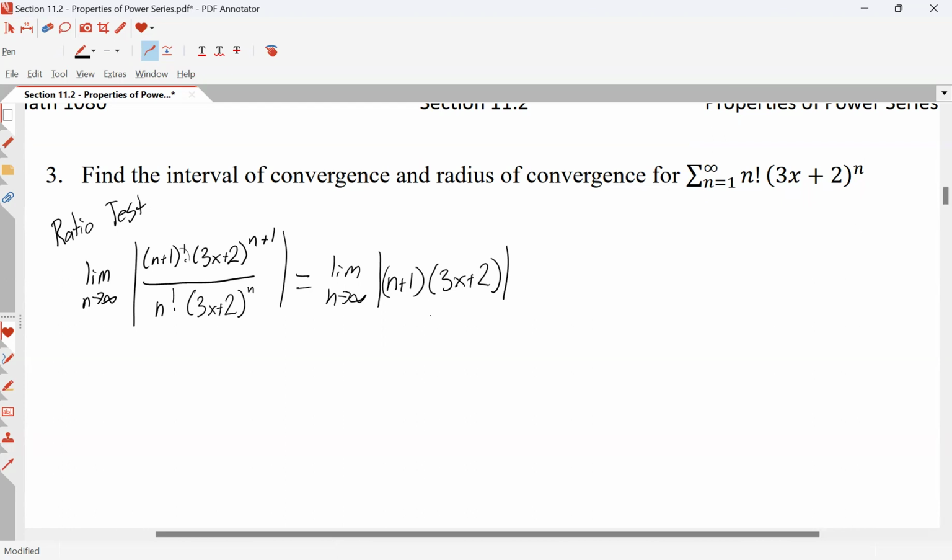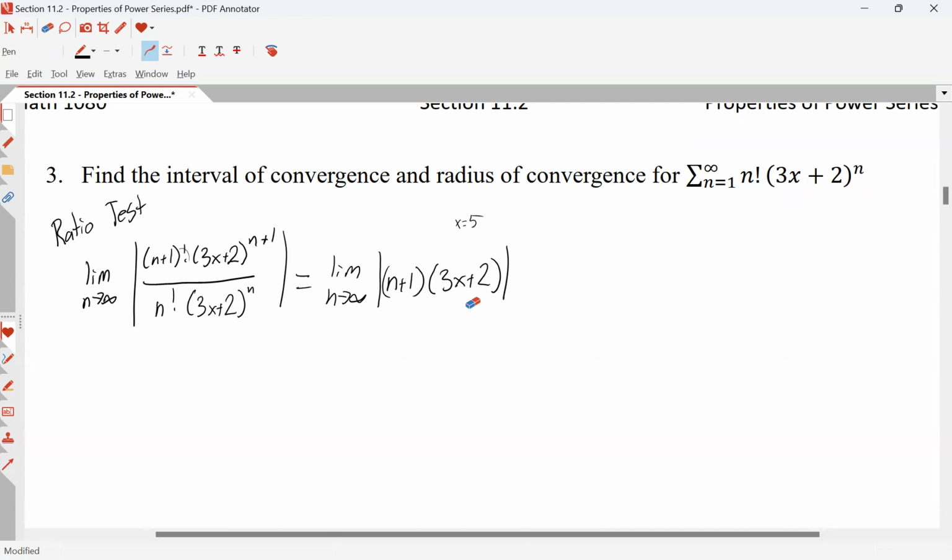Now, we want to consider what if I plug in these different numbers. If I plug in x equals, say, 5, then 5 goes in here, I'd have 15 plus 2, which is 17. And then I'd have this n plus 1 going off to infinity. Infinity times 17, still infinity.